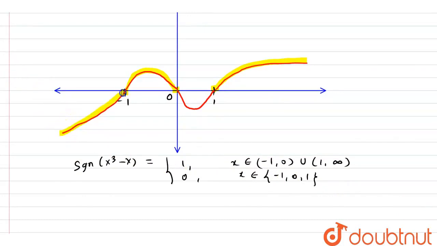Now for the negative part, we have negative part here and here. This is my negative part, right? So what I can say is that my function will be minus 1 if x belongs to minus infinity to minus 1 union 0 to 1, and this is the graph and this is the basic definition. Thank you.